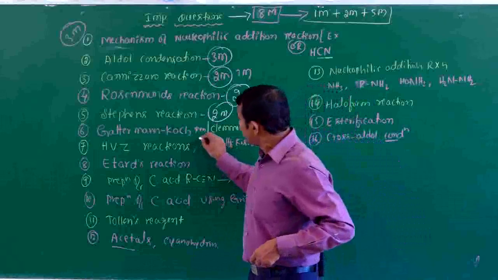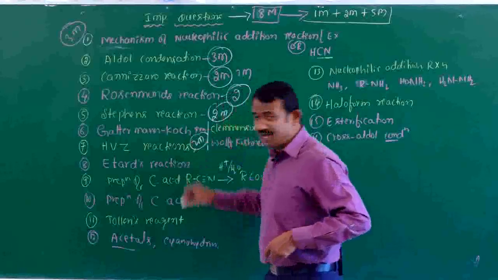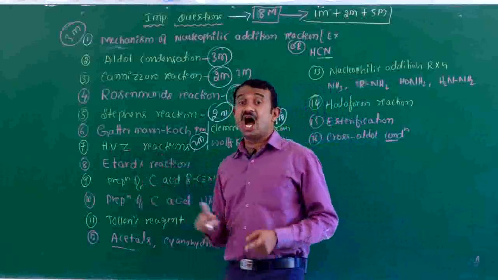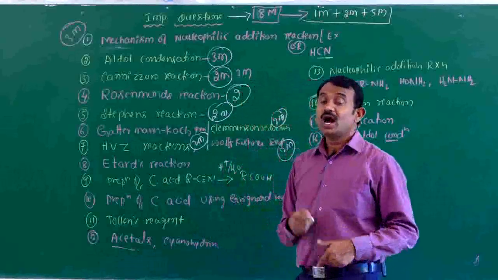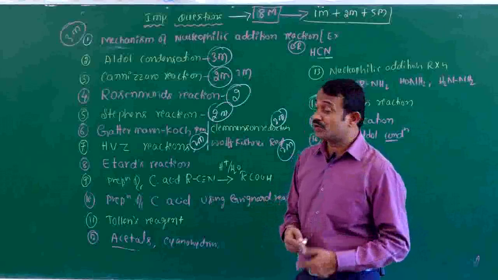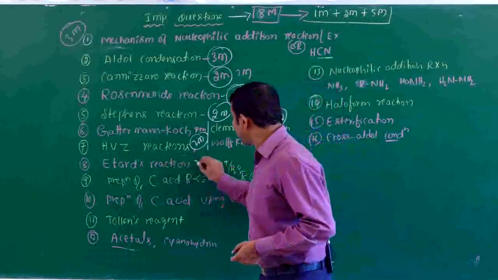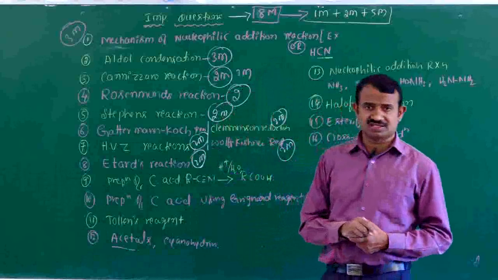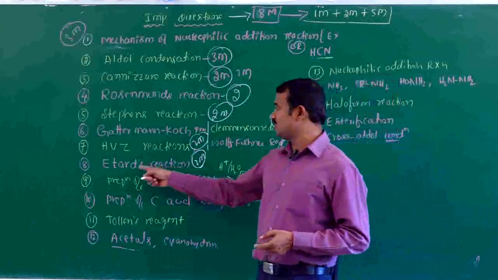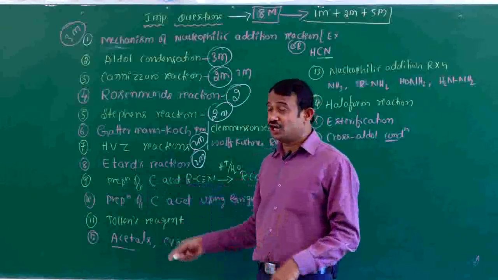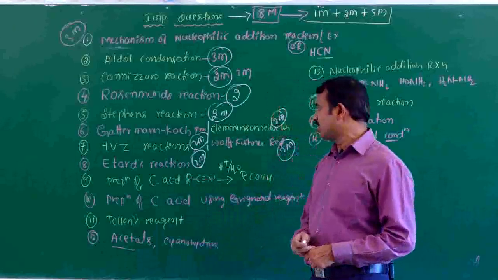Next we will go for the HVZ reaction. Today we are discussing the Hell-Volhard-Zelinsky reaction, which gives an alpha halogenated compound. That is called the HVZ reaction. Next one, Etard reaction, that is also 2 marks. Etard reaction means we are using chromyl chloride. Toluene is converted to benzaldehyde, that is the Etard reaction.